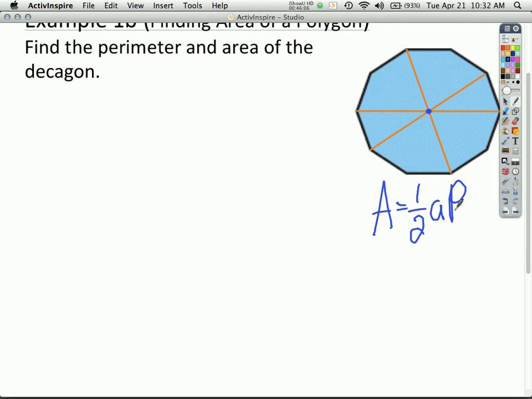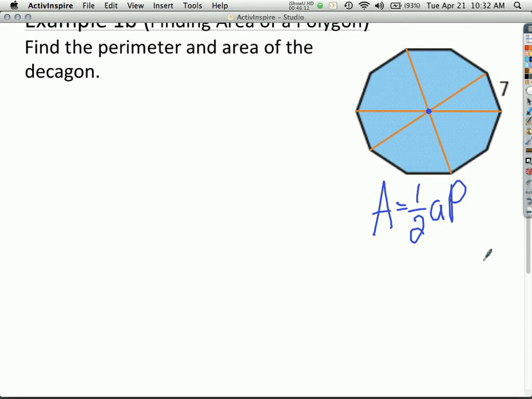Because one of the sides is 7, and this is a regular polygon, all the sides are congruent, and since it's 10 sides, it's 70. That's right. I'm sorry, this side is 7, and it's a 10-sided figure, a decagon. So we know that the perimeter is 70.